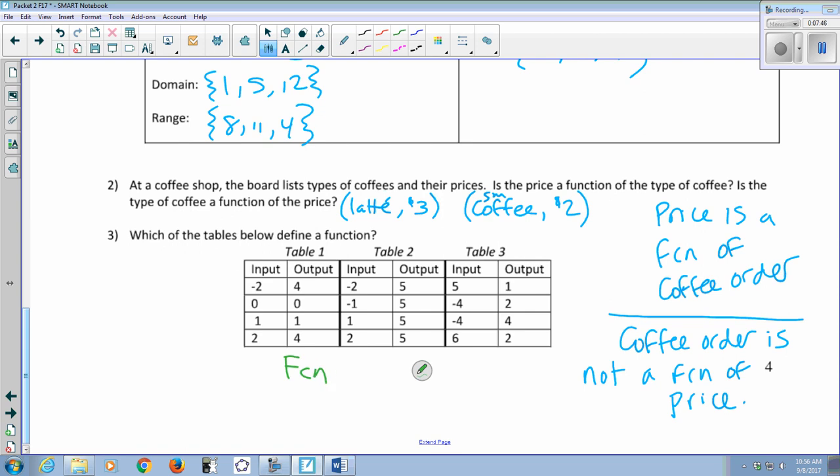Table 2, input of -2, -1, 1, and 2. Each one of these never gets paired with more than one y, right? -2 always goes with 5, -1 always goes with 5. This one's good, it's a function. And then table 3, I've got -4 gets paired with 2, and then -4 gets paired with 4, right? So I have an x value of -4 that's getting paired with more than one y value. So this one is not a function.